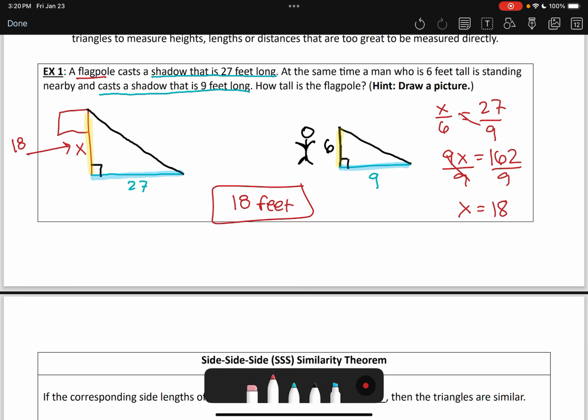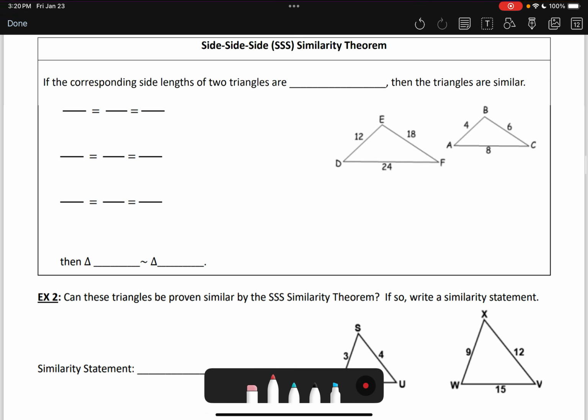So there's our answer. All right, moving on with our notes here, we have now the second similarity theorem that we're going to look at, which is side, side, side. So this states that if the corresponding side lengths of two triangles are proportional, then the triangles are similar.